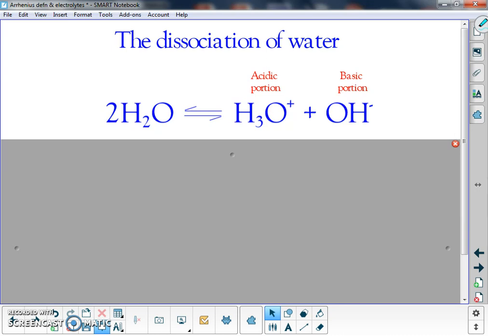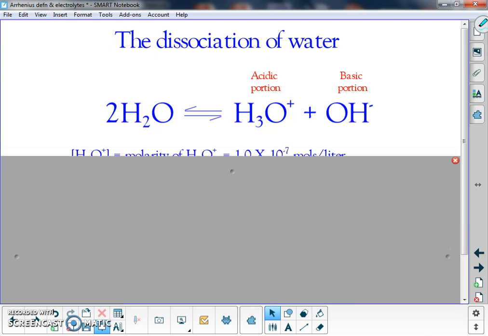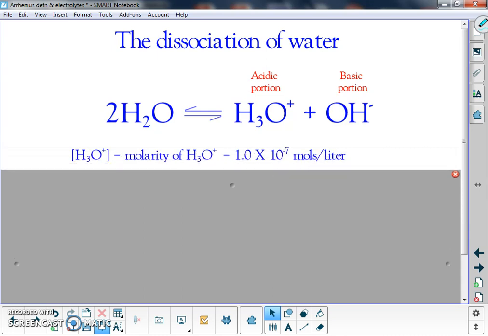Now, the interesting thing about this is something that you already know. The concentration of the hydronium ion, the H3O plus, is very, very small. So small that it is 1 times 10 to the negative 7th moles per liter. If you were to write that out, that would be a 0.000001 moles of H plus ion in every 1 liter of water.